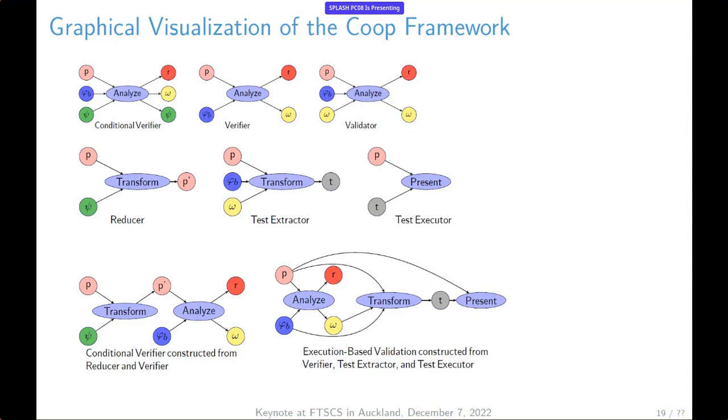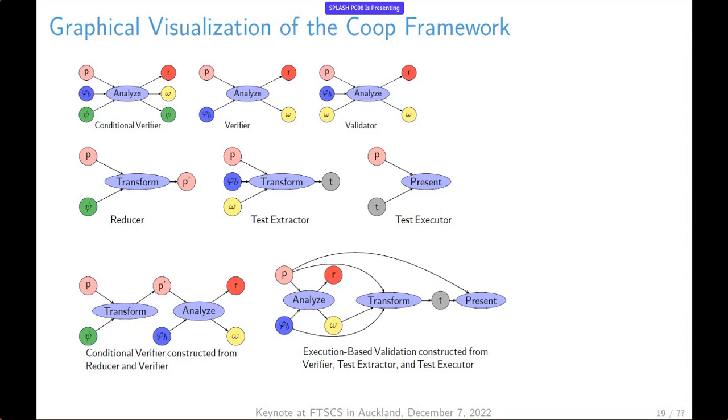For example, here a conditional verifier can be constructed from a reducer and the verifier. I will explain later how it works. So we have a program and a condition. This is given to the transformer. This gives a new program, and the program is given to the analyzer, which you can instantiate with a verifier. And this takes the specification of the program and produces a result and the witness.